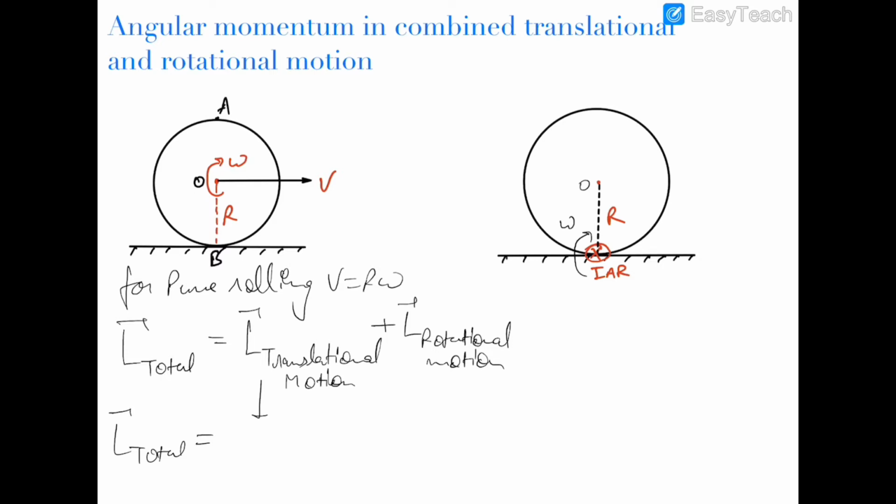Now you have to find out a point in this body which is at rest at this instant of time, and obviously we know that point B is at rest in pure rolling. So we always find out the translational angular momentum about this contact point. So the translational angular momentum would be mv into r.